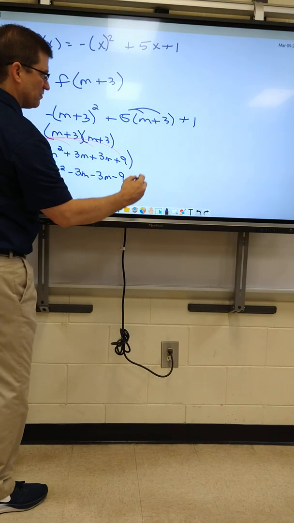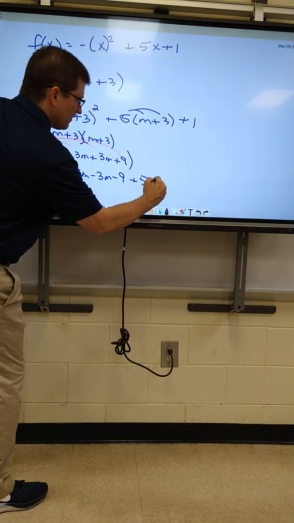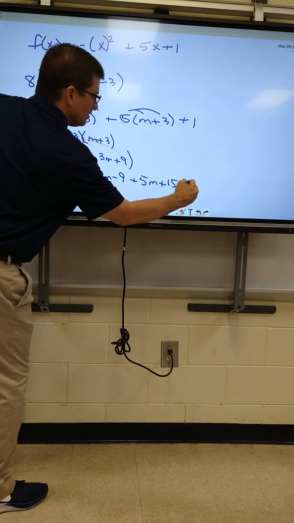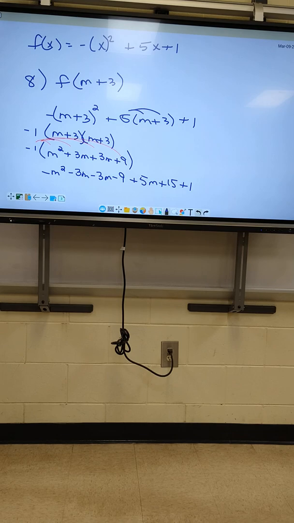Y'all can distribute your 5. That'd be 5m plus 15. Bring down the 1. So when y'all add like terms, now you got it done.